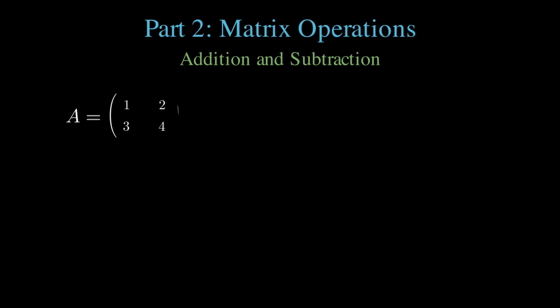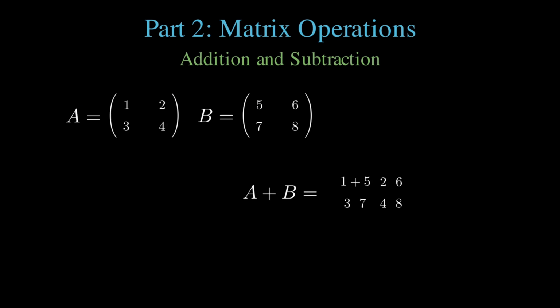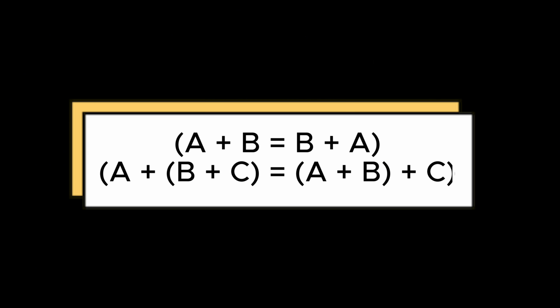For example, matrix A is 1, 2 over 3, 4, B is 5, 6 over 7, 8. A plus B is 6, 8 over 10, 12. A minus B is negative 4, negative 4 over negative 4, negative 4. Properties: commutative, associative, and has the zero matrix as the identity element.